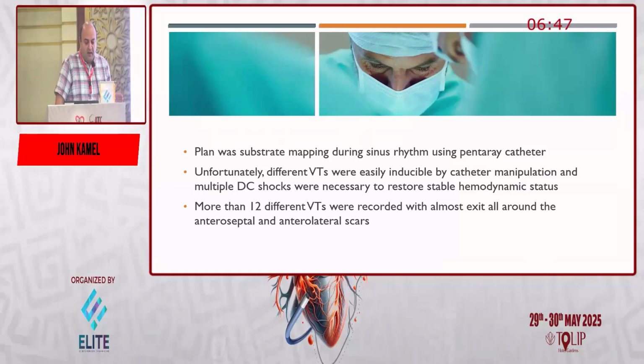So I got in under general anesthesia, but unfortunately, when I was using the Pentaray, different VTs were inducible by catheter manipulation, and multiple DC shocks were already necessary to restore hemodynamic status. Actually, I counted all the VTs. More than 12 different VTs were recorded. I will show you the 12 different VTs that exit either from the anteroseptal edge or anterolateral edge or inferior edge.